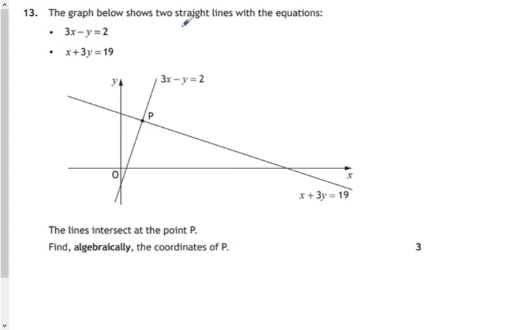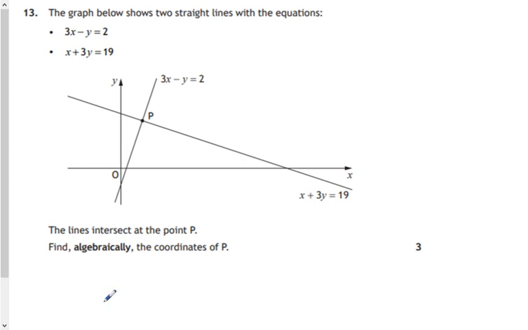Question 13. The graph below shows two straight lines with the equations 3x minus y equals 2 and x plus 3y equals 19. The lines intersect at the point P. Find algebraically the coordinates of P. So this is a simultaneous equations question. So let's set these up.